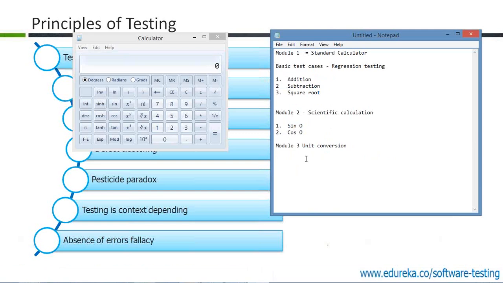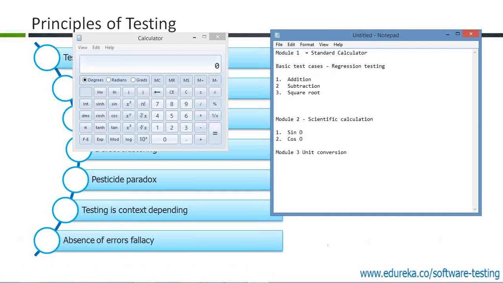That is what is called paradox testing. Let me put it in another way: the same kind of test cases are repeated again and again, and the same test cases will produce the same result.